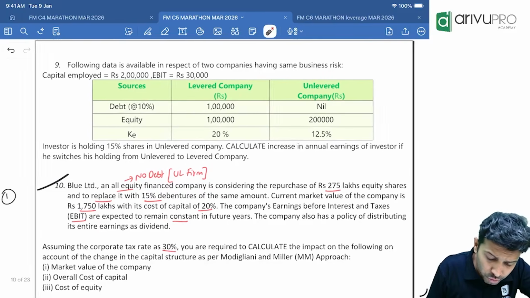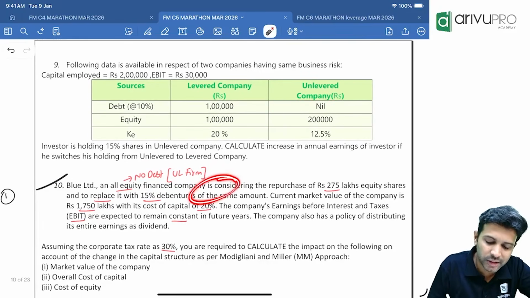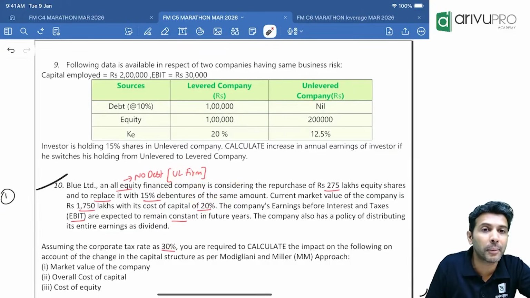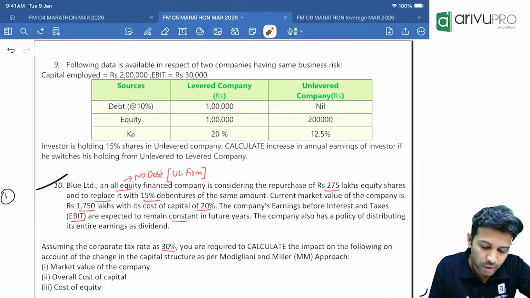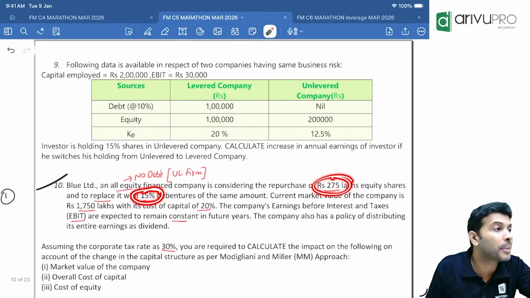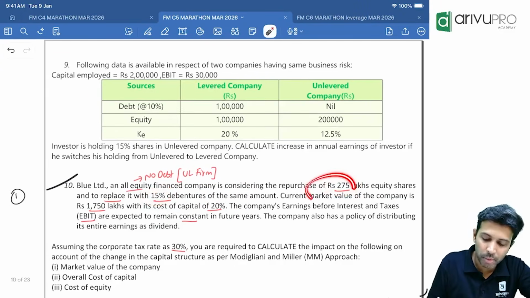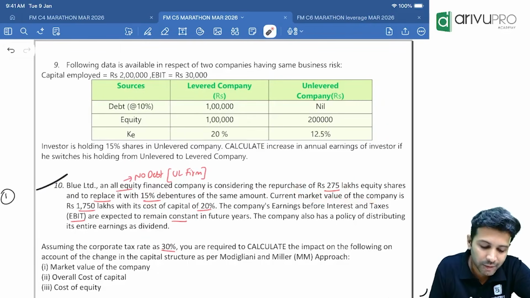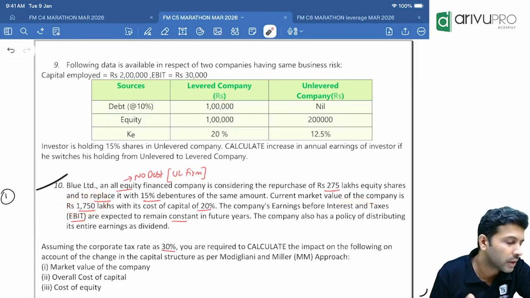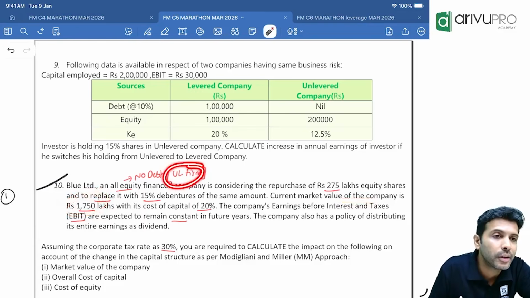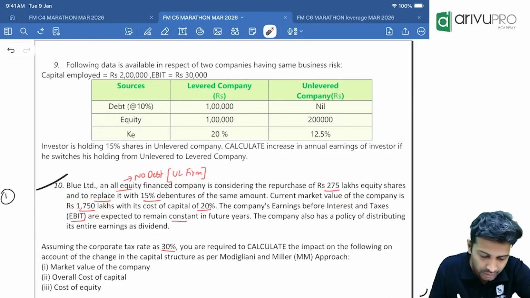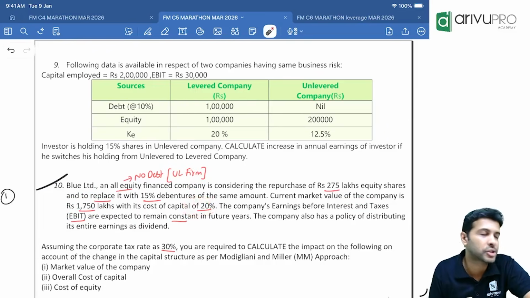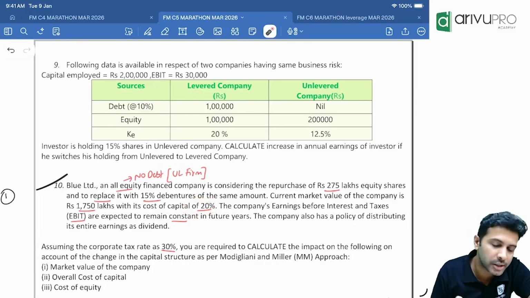That means after they do this exercise, will they still be an unlevered firm or will they become a levered firm? Because now they want to substitute with the debt. How much is the debt value? Same amount, 275 lakhs. Current market value of the company is 1750. Currently, what sort of firm is this? Unlevered firm. And the unlevered firm's current value is 1750 lakh. With cost of capital, how much? 20%. Now, everyone just observe.